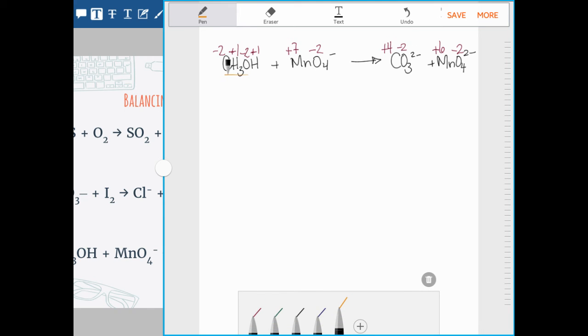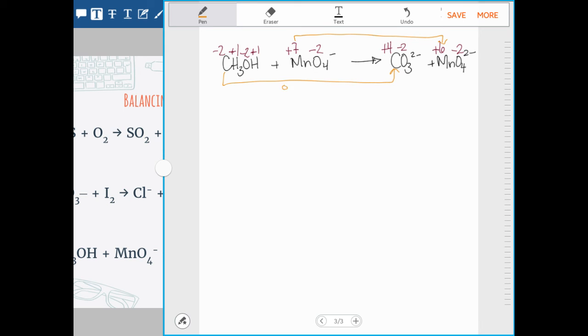I see that my carbon goes from negative 2 to positive 4, and I see that my manganese goes from positive 7 to positive 6. So if I've become more positive, I've lost electrons, this is oxidized. And when I go from positive 7 to positive 6, I've gained electrons, so this is reduction.